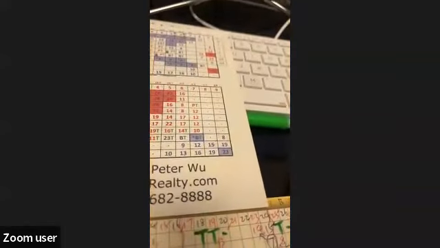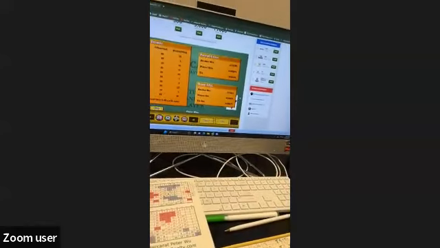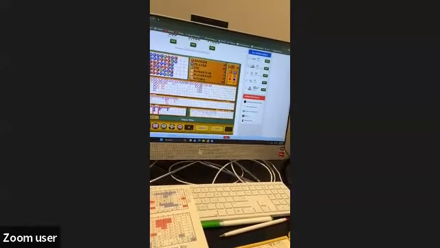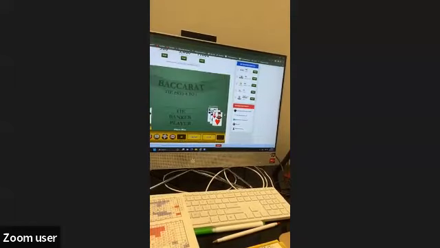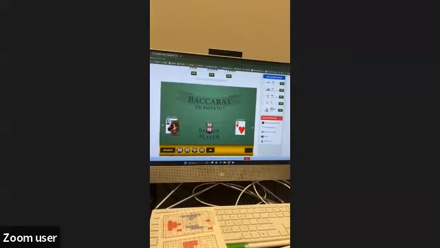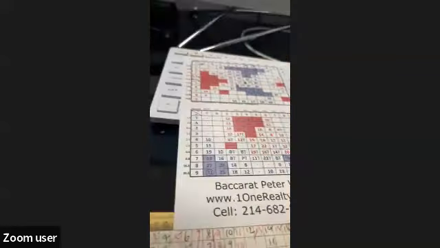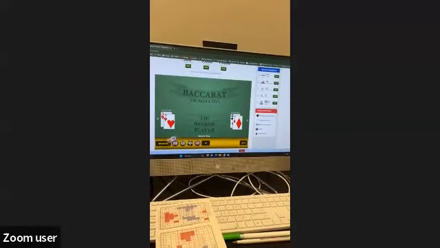P, 29, PBP. 10, 12. The last hand we bet. 16, 17. But 7, 10, 23% banker. No, sorry. 40, 10. Yeah, sorry. 10, too small. Too small. Got it.